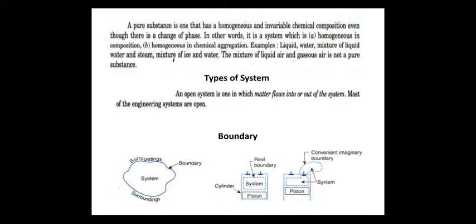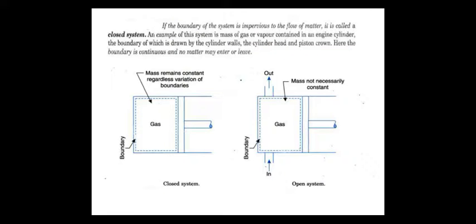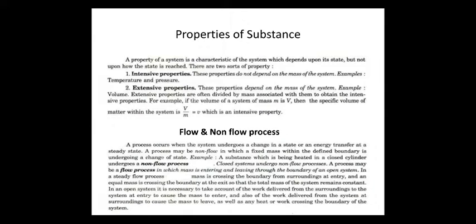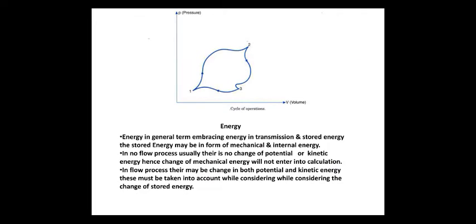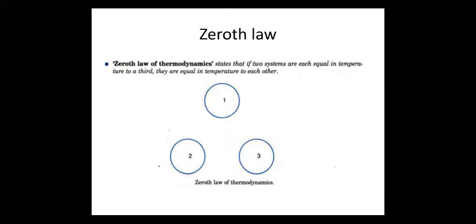We have also seen the types of systems: open system and closed system. This is the diagrammatic representation. We have discussed the flow and non-flow process. Also we have seen some properties, that is intensive and extensive properties. And today we will move forward to the topic of the zeroth law.